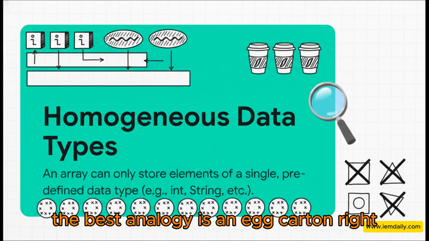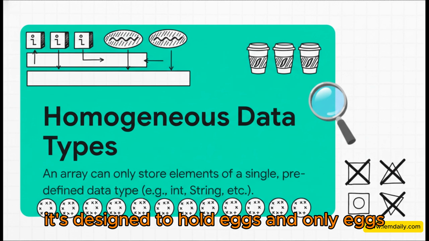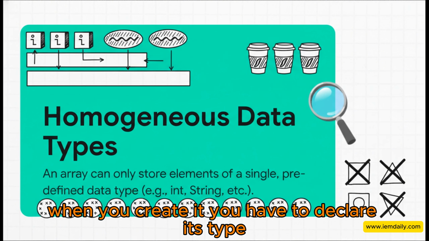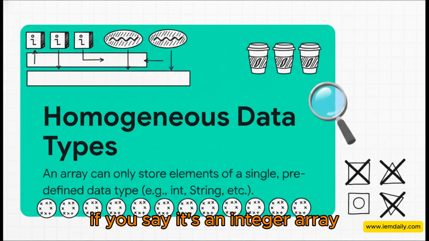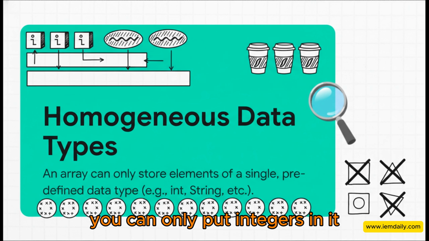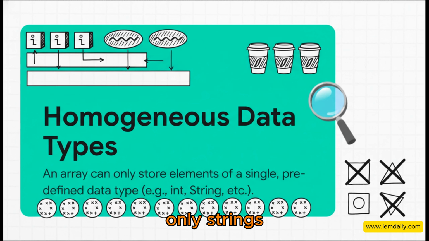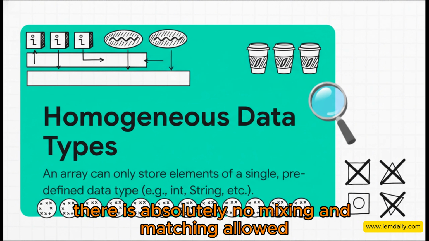The best analogy is an egg carton, right? It's designed to hold eggs, and only eggs. A Java array is the exact same way. When you create it, you have to declare its type. If you say it's an integer array, you can only put integers in it. If it's a string array, guess what? Only strings. There is absolutely no mixing and matching allowed.